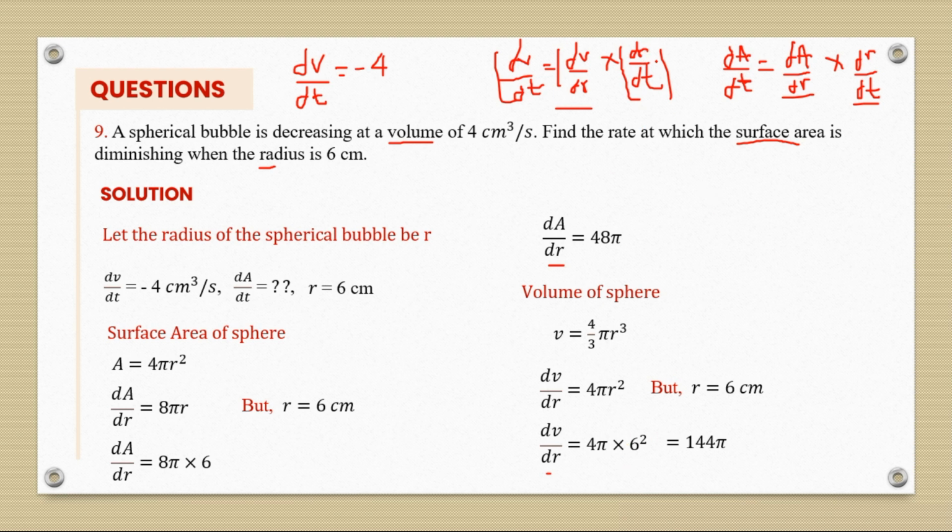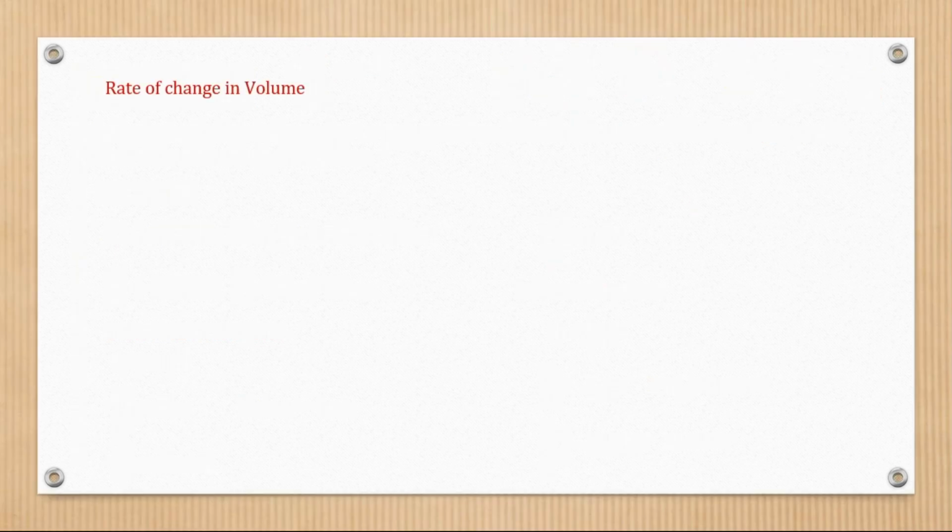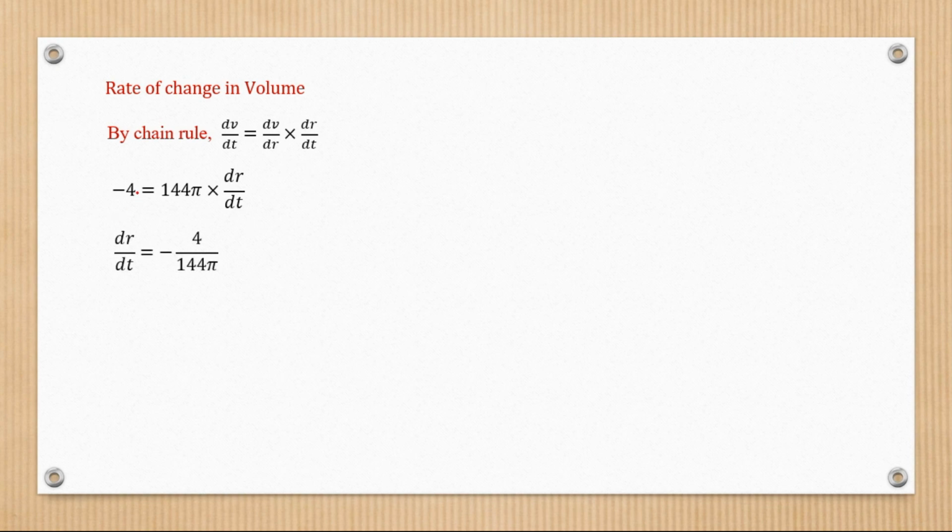So now that we know dV/dr and we know what dA/dr is, we can now first solve and find the rate of change of radius. So we're going to plug into this formula. The rate of change of volume, by chain rule, shall be dV/dt, because we're relating it to the radius, equal to dV/dr times dr/dt. So we know dV/dt is -4 and we found dV/dr as 144π. We're going to make dr/dt the subject, so it shall be equal to -4 divided by 144π, which when reduced is -1/(36π).